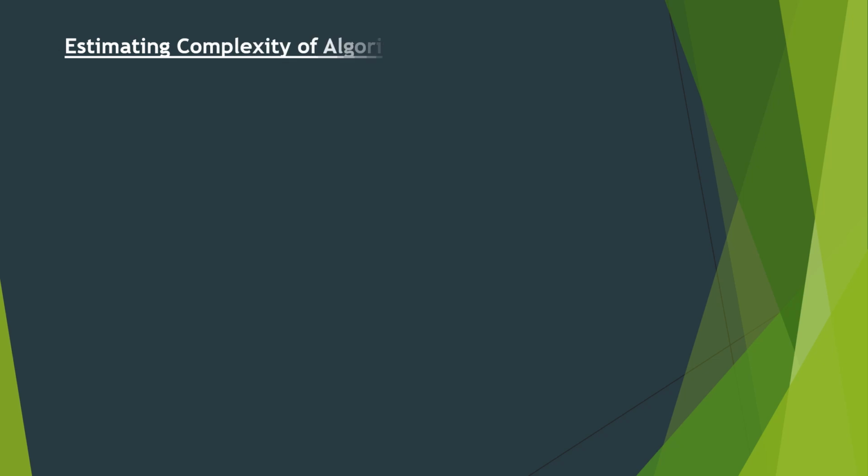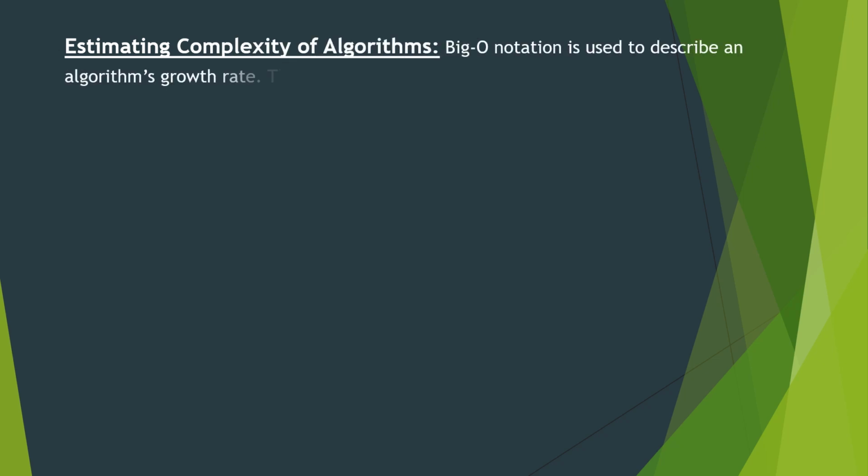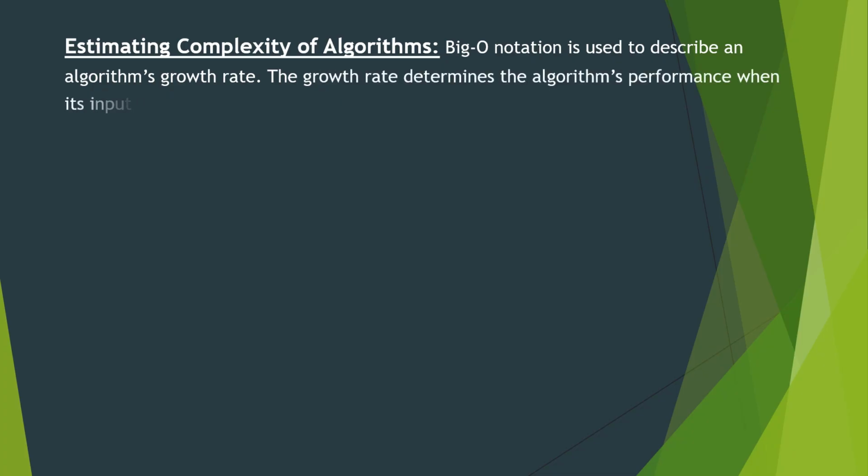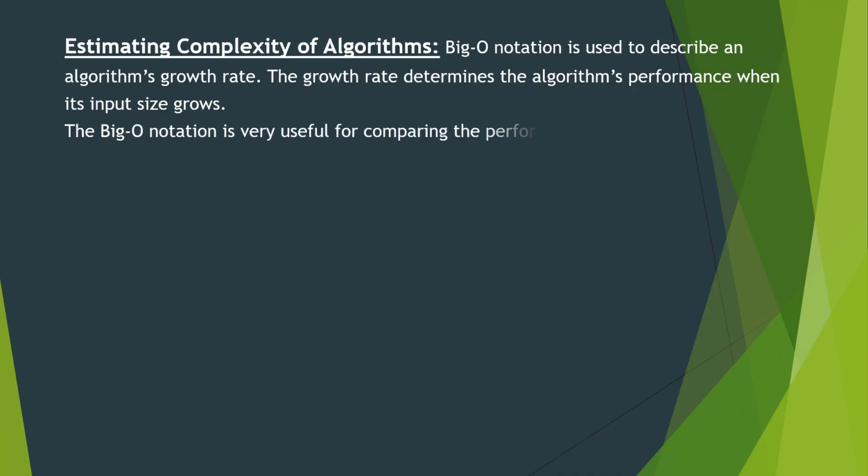Now estimating complexity of algorithms. Big O notation is used to describe an algorithm's growth rate. The growth rate determines the algorithm's performance when its input size grows. The big O notation is very useful for comparing the performance of two or more algorithms.